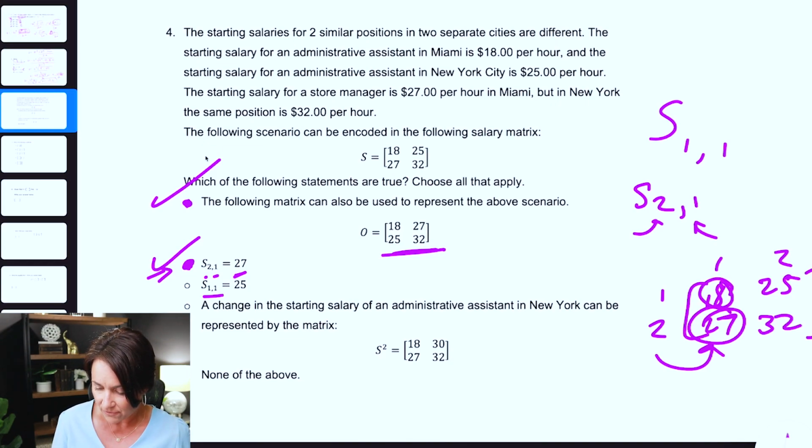And this says 25. So no, that is not true. And let's look at this bullet here. We know none of the above is not true either, because we have 2 that are correct. So we can get rid of that one.